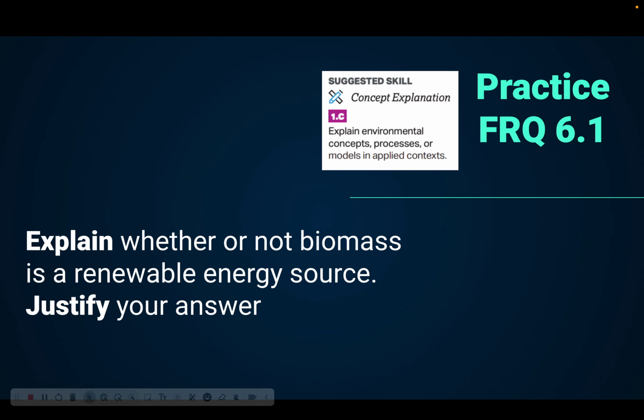So this is your practice FRQ: explain whether or not biomass is a renewable energy source, and then justify your answer with information that we learned about in this unit, in this section.